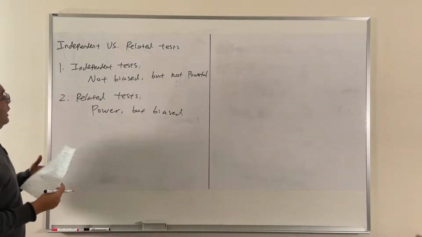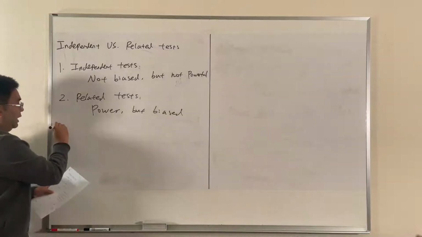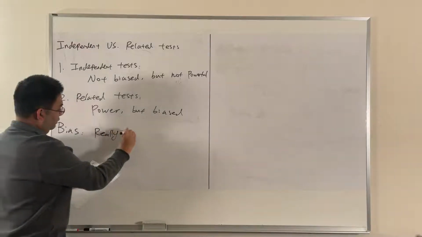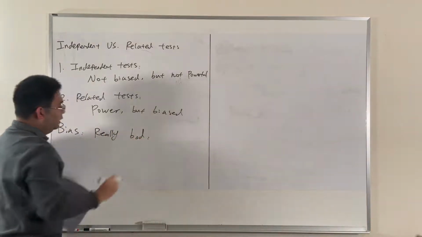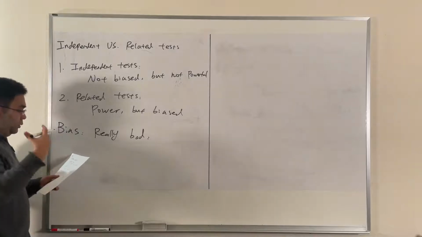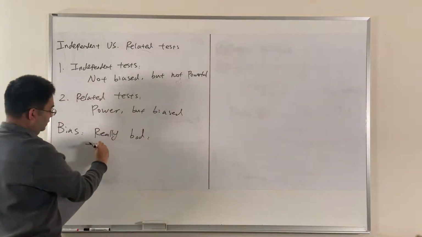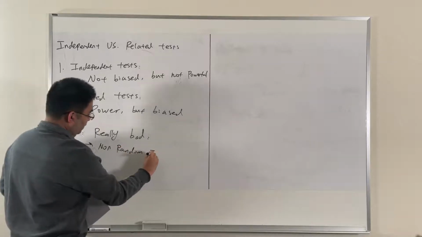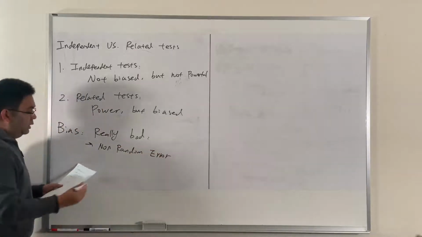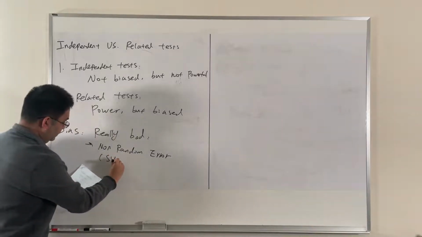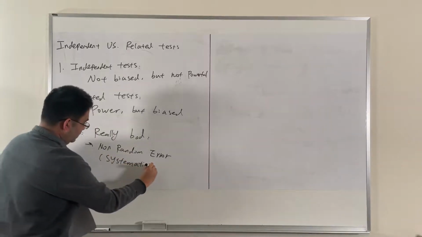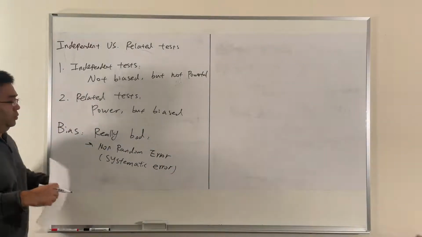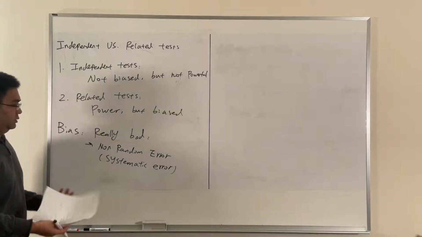So when we answer the question, the first thing we need to point out is that bias is really bad. We really don't want to have bias. The reason is bias is what we call non-random error, or another word to say, systematic errors, which means that on average we will get incorrect information because of the bias.